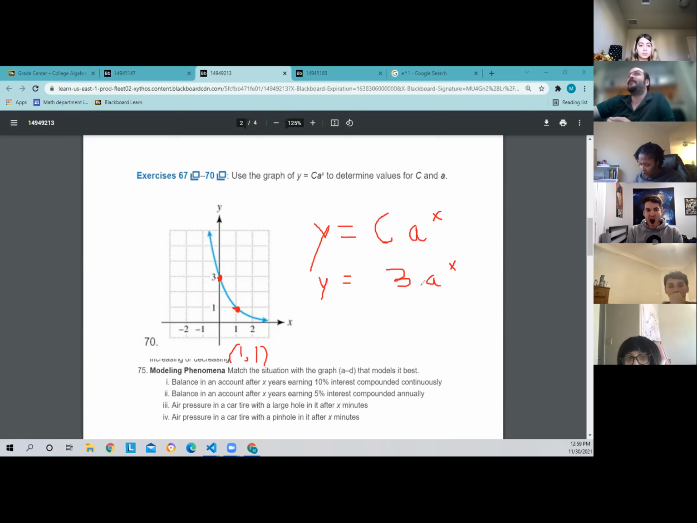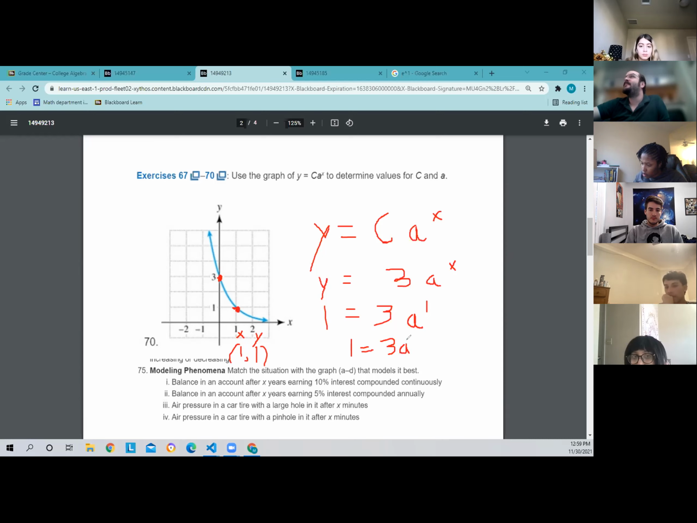So what should I do with those points? Plug those points in, yeah. So if I plug in 1 and I plug in 1, can we solve for A? Can you solve for A there? I'm not sure. Would it just be 1? So 1 is equal to 3 times A, right?